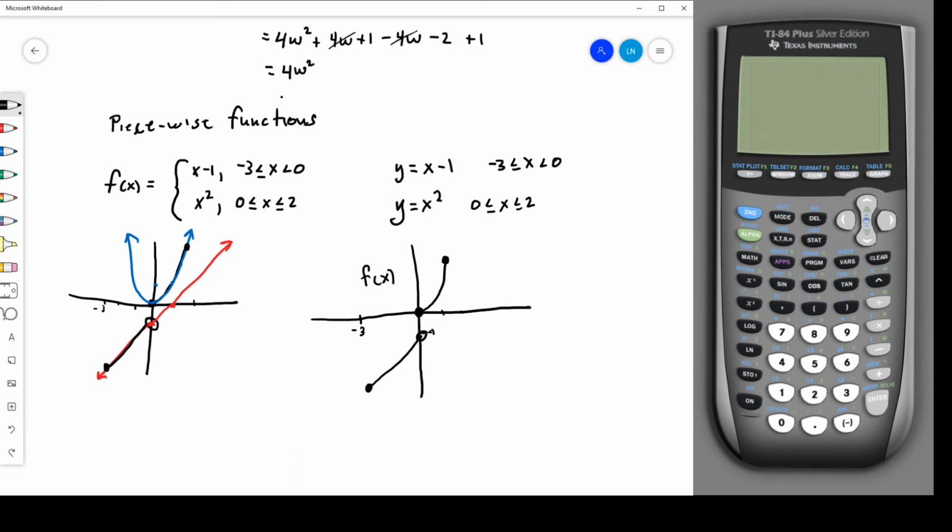So piecewise functions are going to come up. And I'm just looking through to make sure I'm hitting on everything here. Okay. So I talked about that.